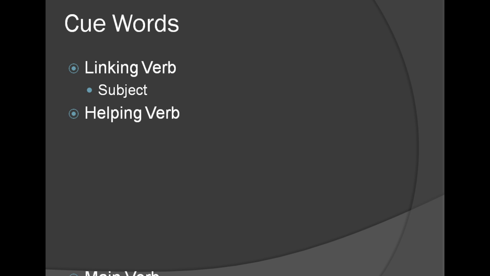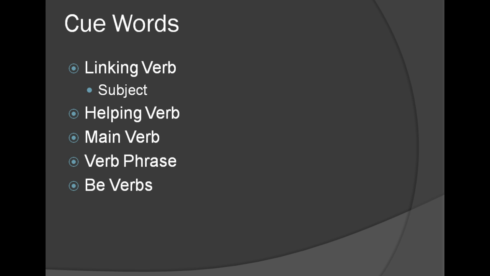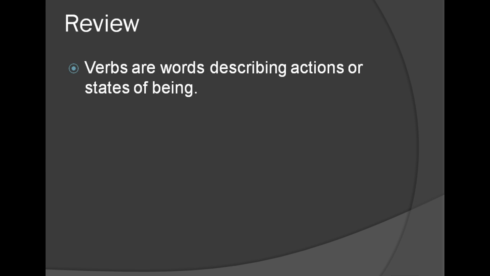This lesson covers two types of verbs you will need to know for your mid-unit test. Your cue words are linking verb, subject, helping verb, main verb, verb phrase, and be verbs. To review, verbs are words that describe actions or states of being.